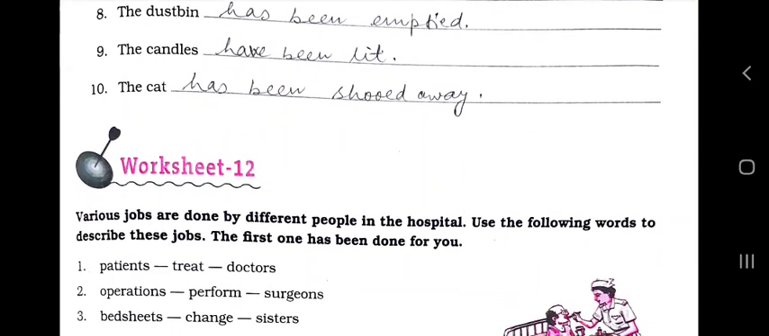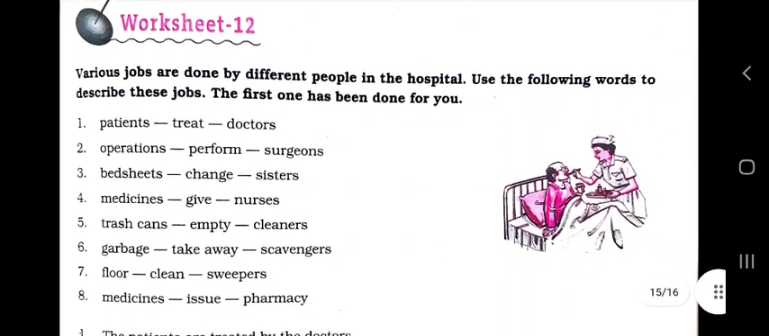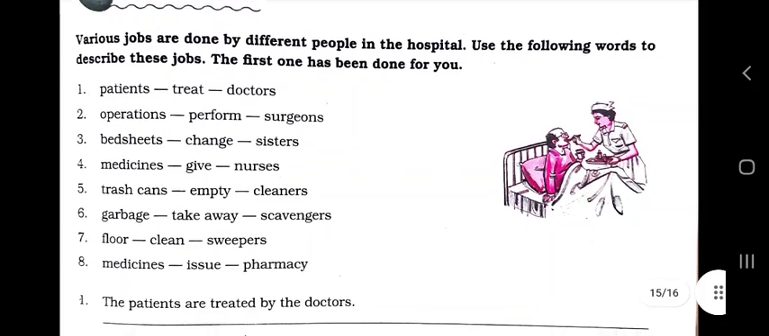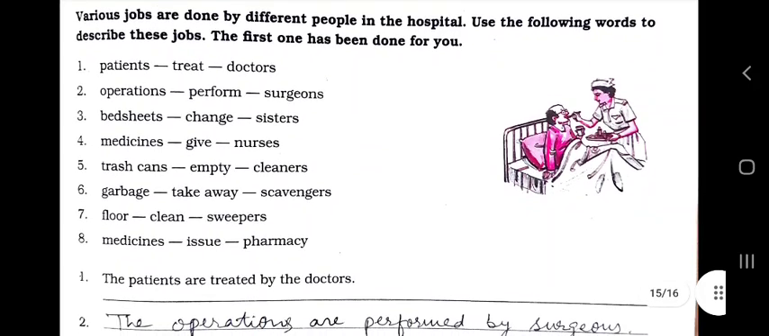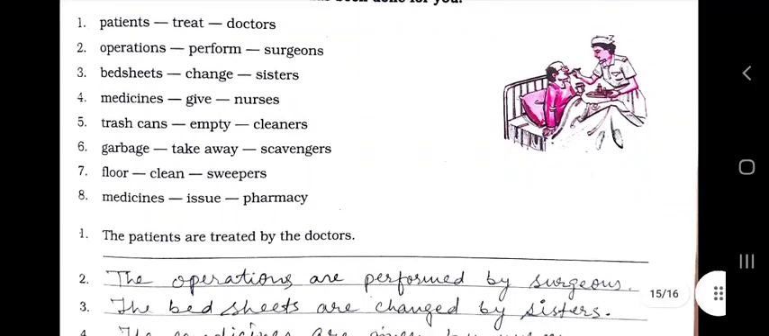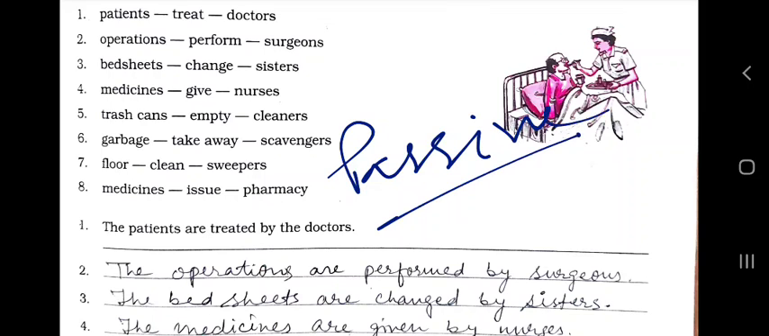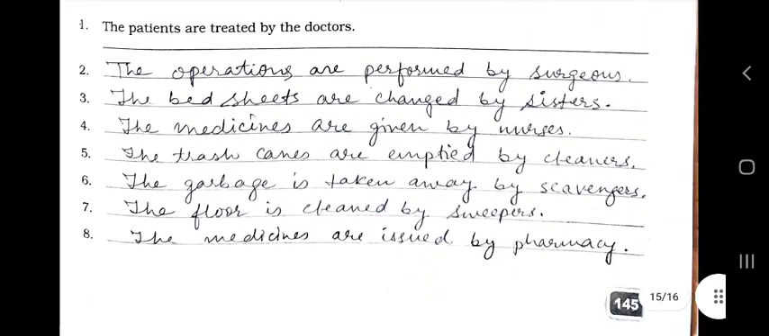Now worksheet 12. Various jobs are done by different people in the hospital. Use the following words to describe these jobs. The first one has been done for you. Patient, treat, doctors. The patients are treated, you have to keep in mind we are studying passive voice. So passive voice में क्या होता है? Action is more important. The patients are treated by the doctor. The operations are performed by surgeons. This you have to write, see from these clues and complete the sentence.